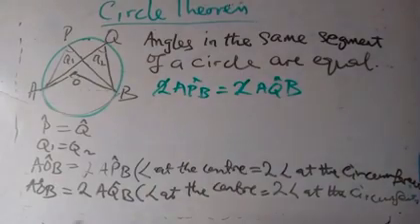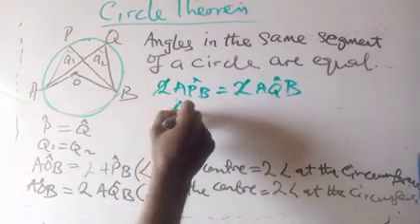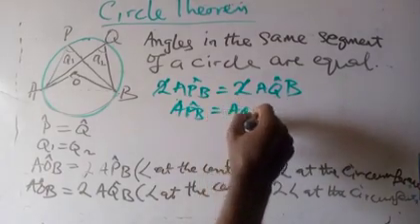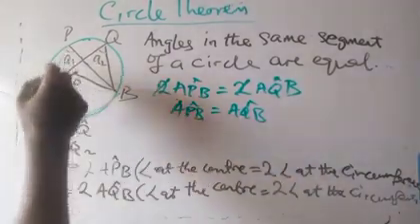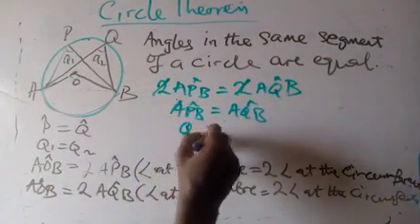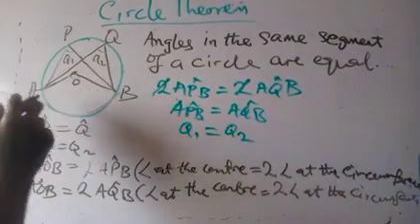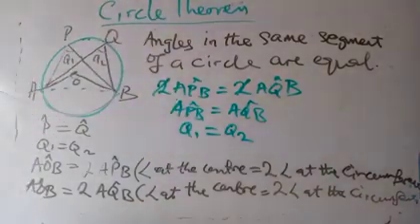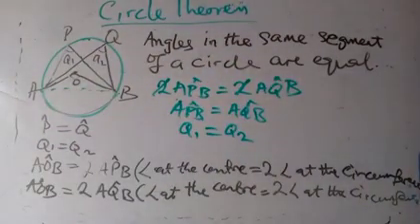So therefore, APB is equal to AQB. Don't forget that APB is Q1 and AQB is Q2. So these two of them are in the same segment, major segment. So we've explained this theorem that says angles in the same segment of a circle are equal.